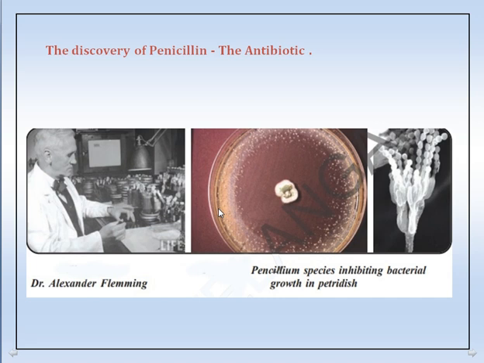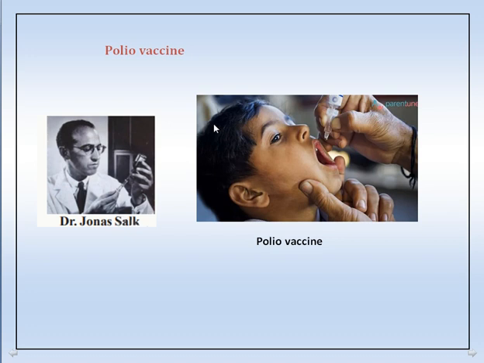Vaccine. What is a vaccine? The weakened or dead disease-causing microorganisms which are administered into our body are called a vaccine. This boy is given a vaccine for polio. What is polio vaccine? Polio vaccine is given in the form of oral drops which prevent polio in children.